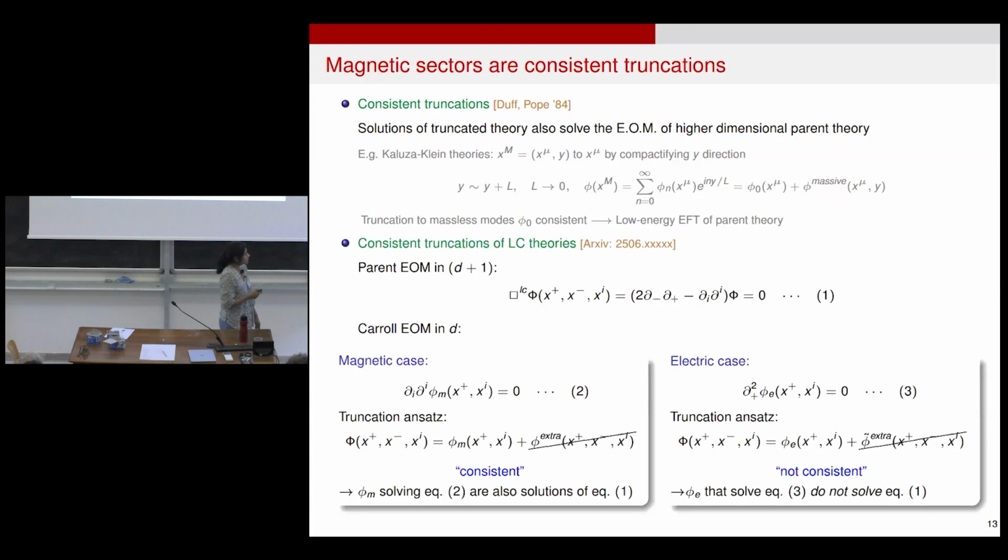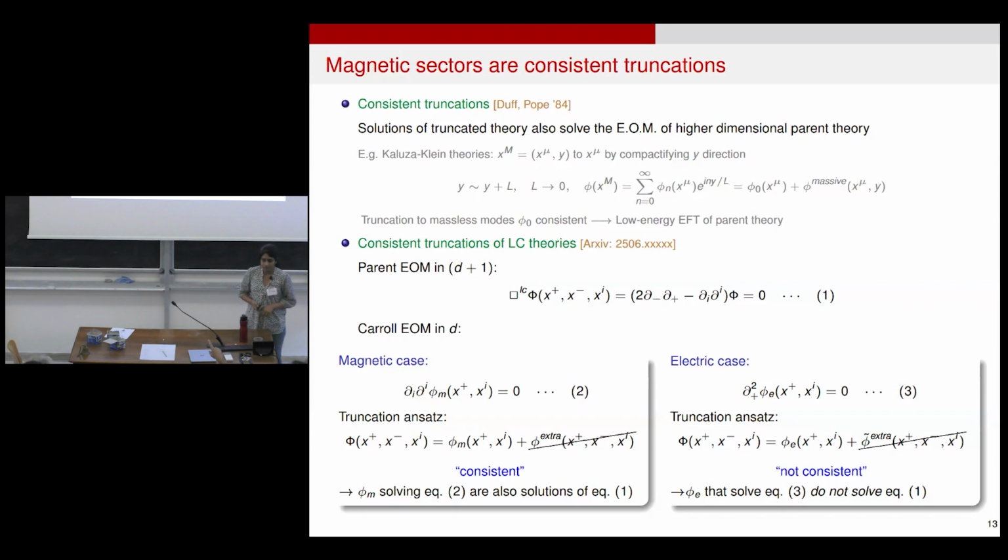So in the context of light cone theories, what I mean is that if you look at the parent equation of motion, so this is the Lorentzian equation of motion, it's just box of phi equals 0. And we look at the Carroll equations of motion in one lower dimension, we see that in the magnetic case, if this is true, then we can uplift the solution to one higher dimension, and we can kill off the extra term. Just the magnetic part will also satisfy this higher dimensional parent equation of motion. But for the electric case, it's not a consistent truncation.